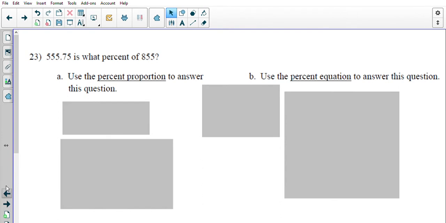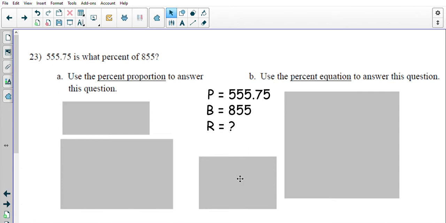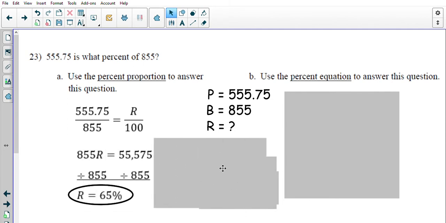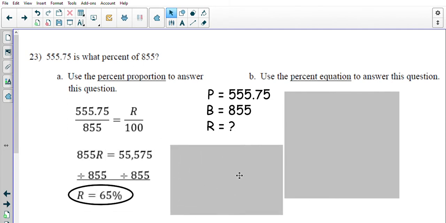All right, hopefully you've given these a try. So number 23, we have 555.75 is what percent of 855? 555.75 is the part, 855 is the base. For the percent proportion, it's going to look like this. 555.75 over 855 equals R out of 100. When you cross multiply, you should get 65%.